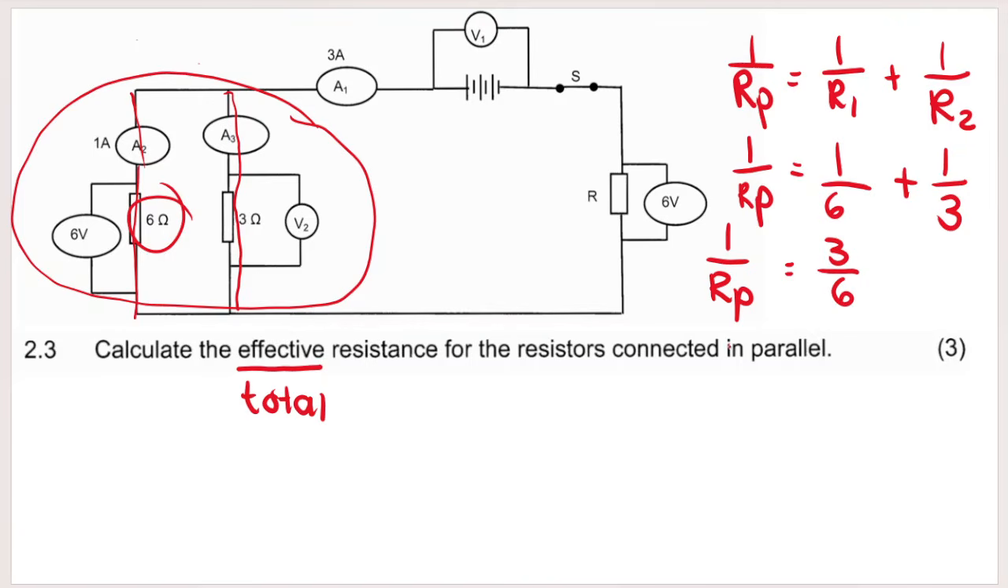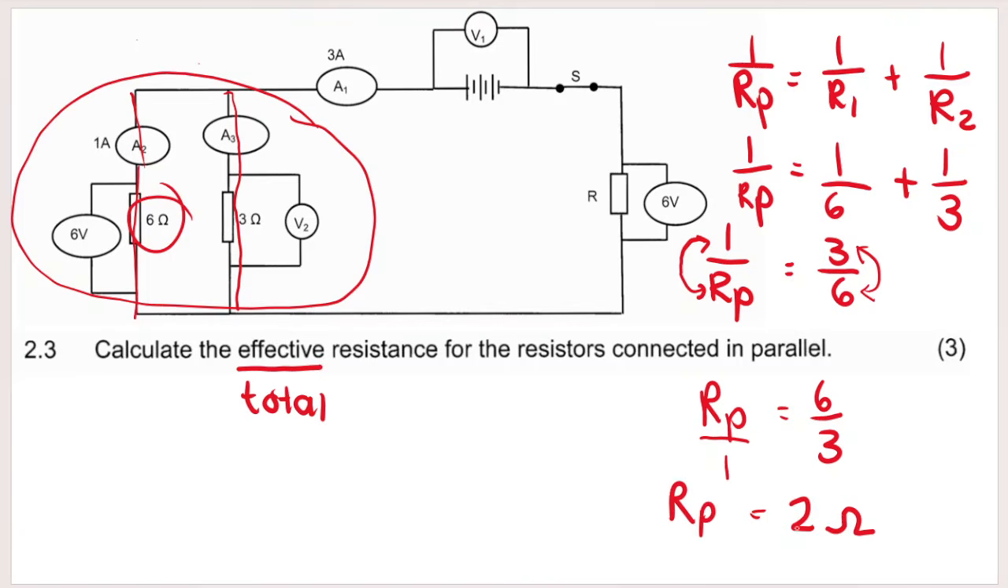And we don't want 1 over Rp. They asked me for the effective or total resistance of the resistors connected in parallel. So I want resistance in parallel. But look at what I have here. I have 1 over Rp. So what I have to do is flip this over, get the reciprocal. So basically we have Rp over 1 now. We flipped it over. Rp over 1, which is Rp. And because I flipped that side over, I have to flip this side over. So I'm going to have 6 over 3. And 6 over 3 is 2 ohms. So my resistance in parallel is 2 ohms.